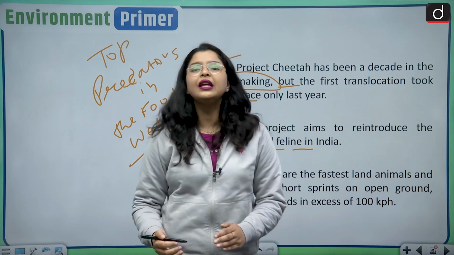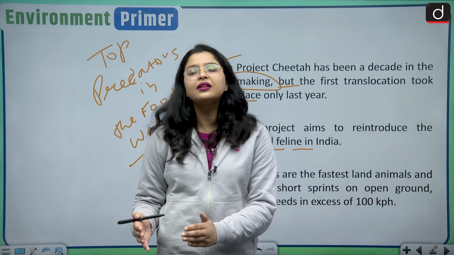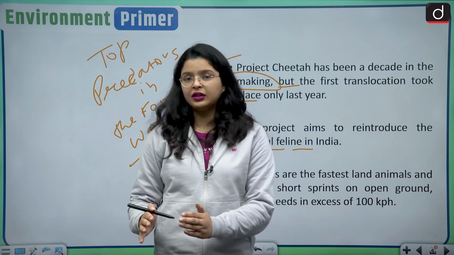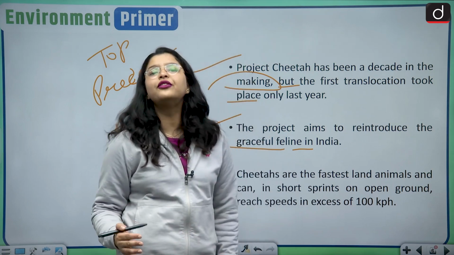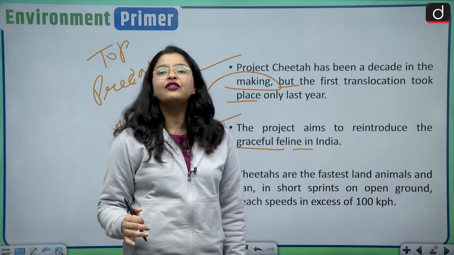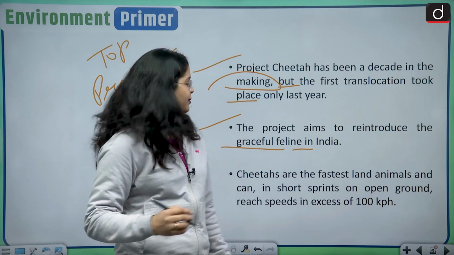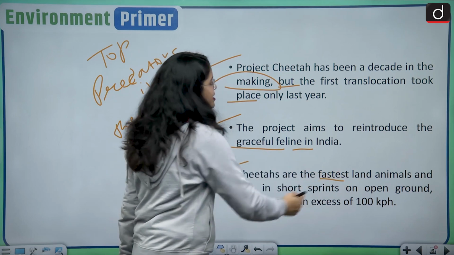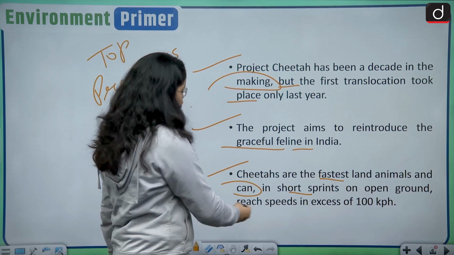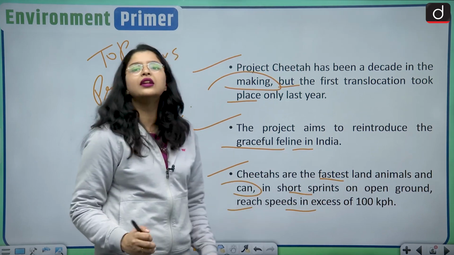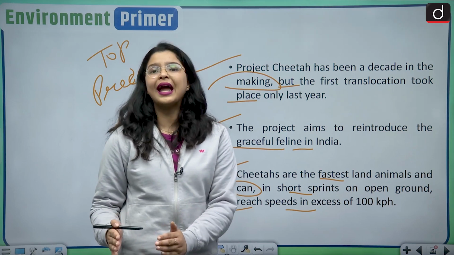So they play a very important role in the ecosystem. They are also known as the top predators in the food web. And if they are introduced in India, definitely India is going to benefit ecologically from them. And we are going to study the significance of Project Cheetah in our further slides. So cheetahs are the fastest land animals and can, in short sprints on open ground, reach speeds in excess of 100 km/h. And they are also a part of the big cat family.